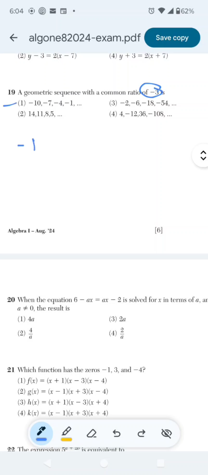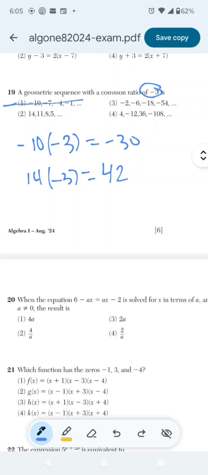Let's check number one. -10 times -3 is -30. Therefore, that's not correct. Number two, 14 times -3. Oop, I already see that's not going to work because that's going to end up giving me, what is that? 42. Goodness, my mind. That's not going to work. Number three is going to be -2 times -3, which is a +6. So don't get tripped up because the next number is a -6 and I need it to be a +6. That's not going to work.